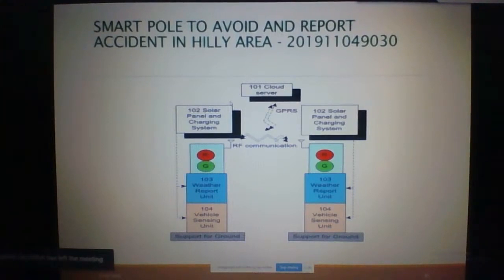Several other outer aesthetics and things are available in the document, but here for awareness, I'm putting up the block diagram. What is the importance of that? The process should be clear while you are writing the patent.